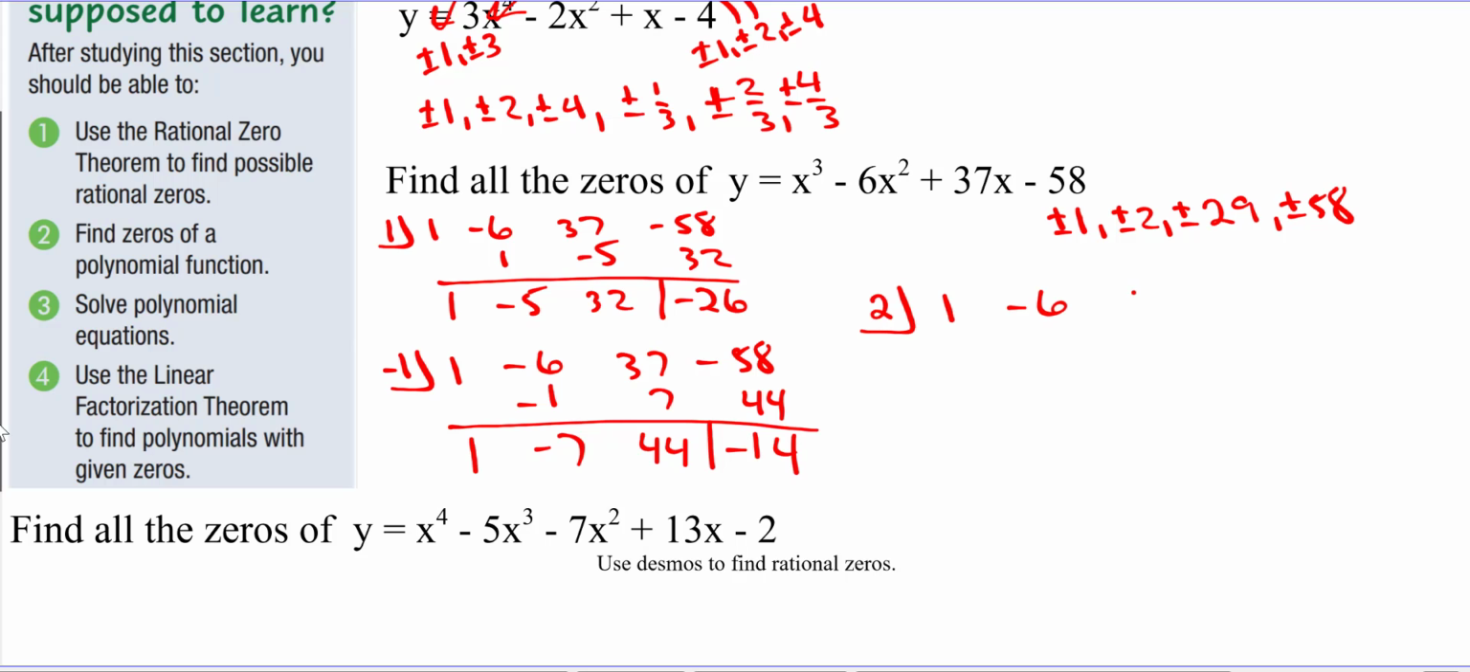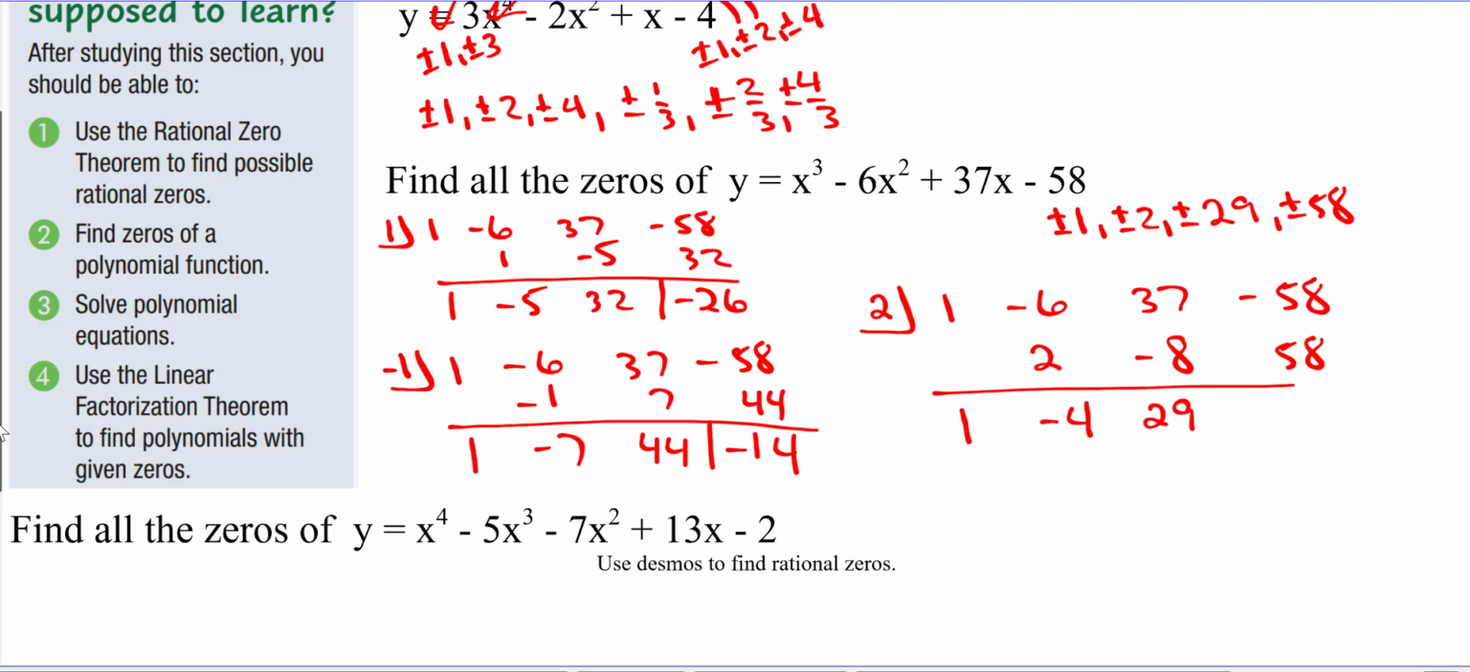Let's try 2. 1, -6, 37, -58. So we have 1, 2, -4, -8, and that's going to be 29, and then there's 58, and we have 0. So we have x squared minus 4x plus 29. That doesn't factor, but once we get to an x squared, we got it made because now we can use the quadratic formula.